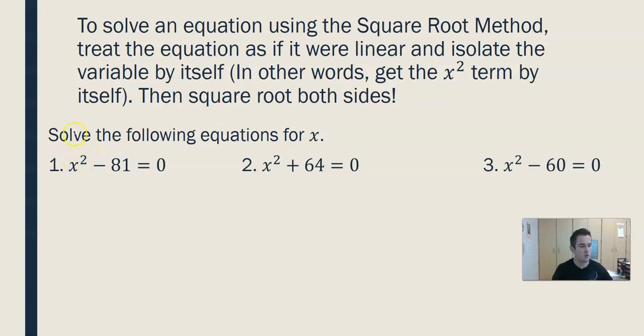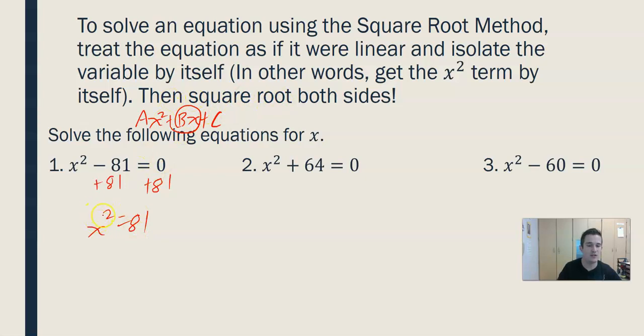Notice in each of these, in our last unit when we were talking about factoring quadratics, we had quadratics of the form ax squared plus bx plus c. Notice here, I don't have an x term. I don't have a b value here. I just have x squared minus 81. When there's not an x term, that's when I can use the square root method. So for example, with x squared minus 81, I'm going to get my x squared on one side and everything else on the other side. So I'm going to add 81 on both sides and get x squared equals 81.